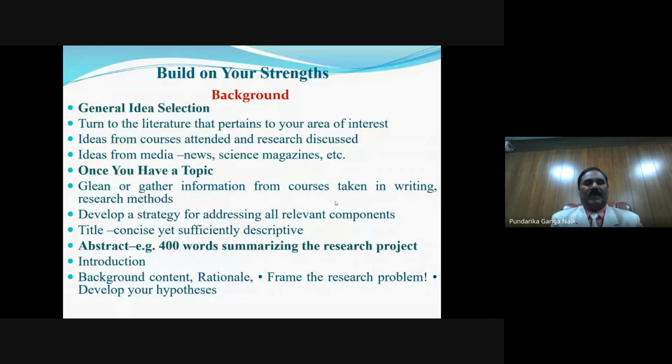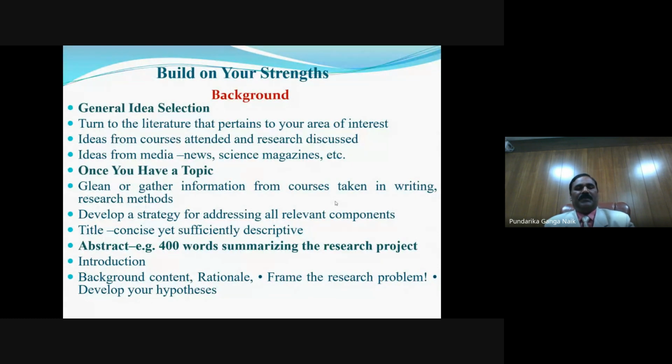And it can also happen that you may get the idea from the news, media, science magazines, etc., if you are in touch with these things. Again, once you have got a topic, in my opinion, that is not going to be the final topic. You need to fine tune. While fine tuning the topic, you need to follow different interactions and procedures with a different group of people.